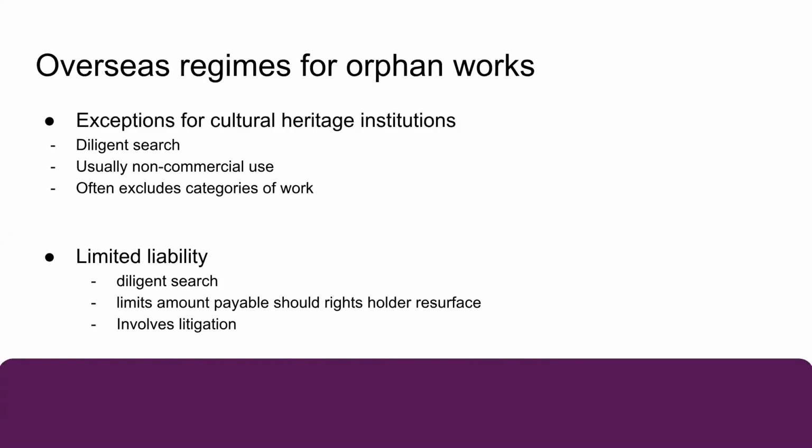The first thing I would say about any regime for orphan works overseas is that almost all of them include some form of diligent search. So the first one I want to talk about is exceptions for cultural heritage institutions. And so in 2012, the European Union passed its Orphan Works Directive, which required member states to introduce a new exception to their legislation to permit certain uses of orphan works.